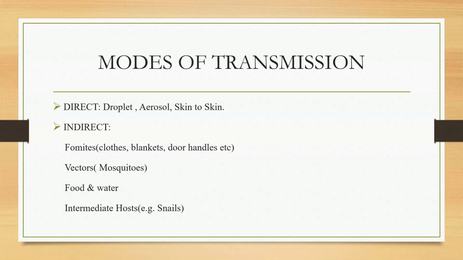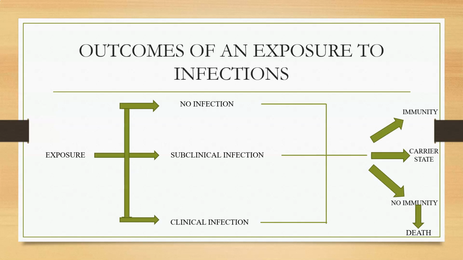The modes of transmission could be direct or indirect. Direct is by droplet, aerosol, or skin-to-skin contact. Indirect could be through fomites, for example, clothes, blankets, door handles, etc. Through vectors, for example, mosquitoes, then contaminated food and water, and intermediate hosts, for example, snails.